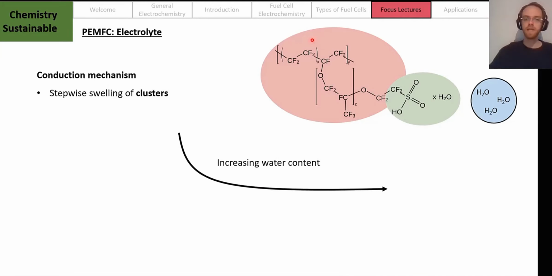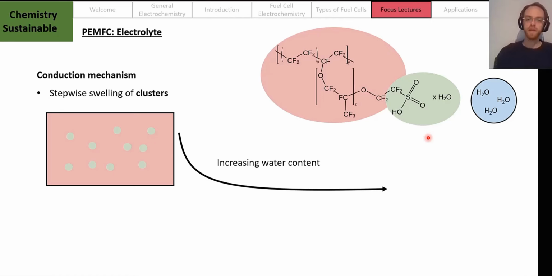If we now have a look at this electrolyte with different water contents, we do see something like a stepwise swelling of these clusters at which we've looked. A cluster, as I described it, is these sulfonated groups in a circular arrangement with water in their center. So in the very dry state, we have a giant matrix, more or less, of this mechanically hydrophobic part here.